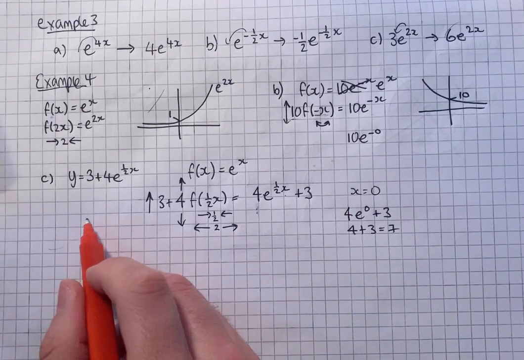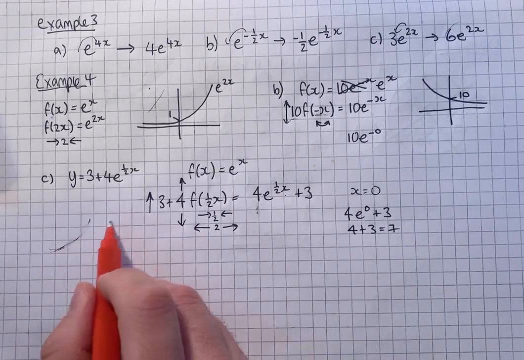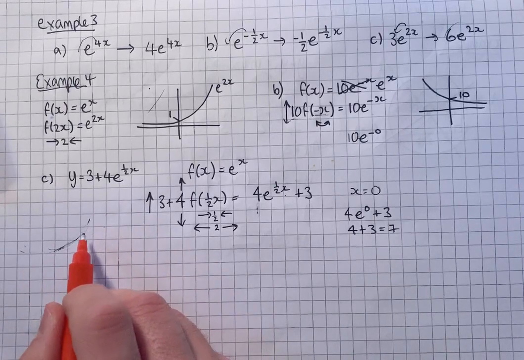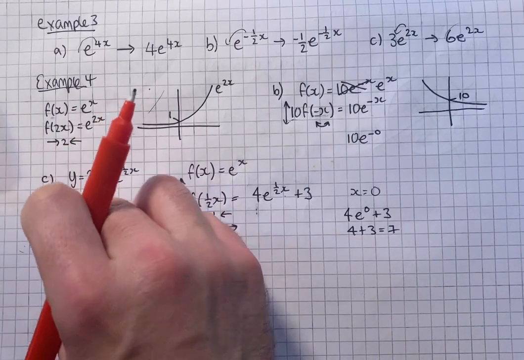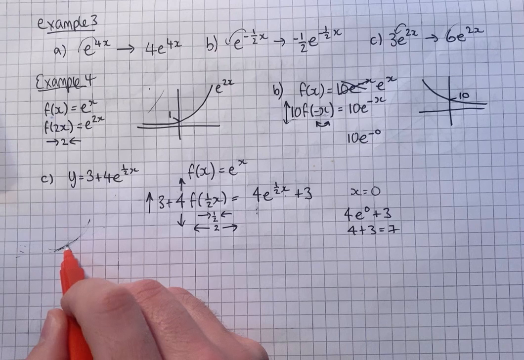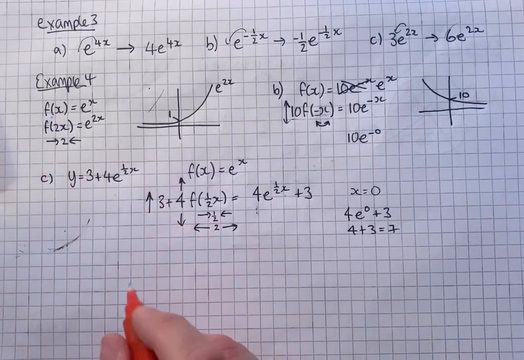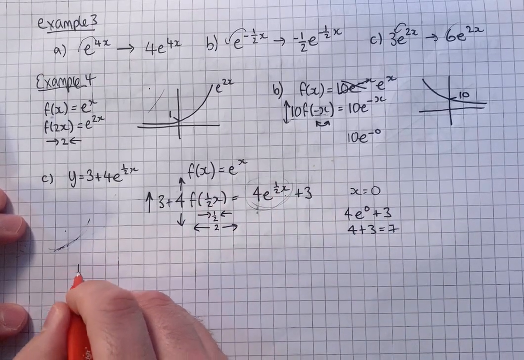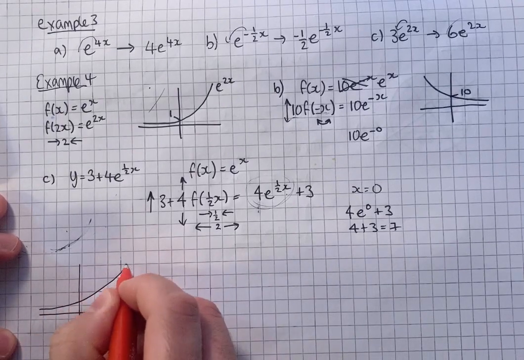So e to the x graph, we've got to stretch by a factor of 2. It doesn't really do a great deal. Then stretch by a factor of 4 vertically. Okay, and that doesn't actually do a great deal to the shape, except it's going to go from going through 1 on the y-axis to 4 on the y-axis, and then 3 up. Well, we'll do this bit first, and then go 3 up. That's going to look something like that.